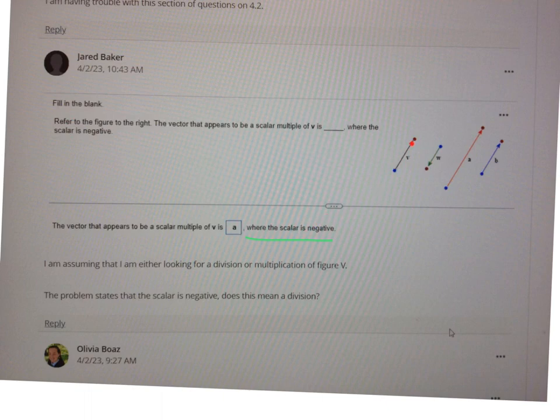Negative, here's V. Negative means it's pointing in the opposite direction. And there's only one of these that points in the opposite direction, namely W. And so these are pointing in the same direction as V, and this one's pointing in the opposite direction, which is what this negative means. So W is going to be the answer. This negative part, that's the clue.